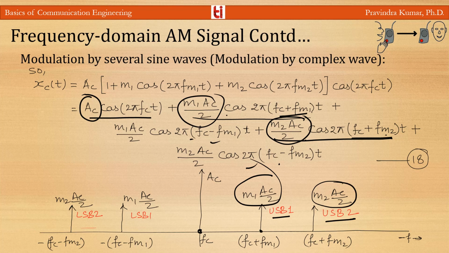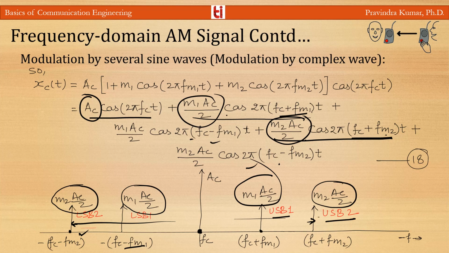This is the first upper sideband, second upper sideband. And on the other side of fc, the two lower sidebands are at fc − fm1 with amplitude m1 Ac/2, and the other is fc − fm2 with the amplitude m2 Ac/2. These are the frequency components here. And the bandwidth is the difference between the upper sideband and lower sideband. So this will be the bandwidth, and the bandwidth will be 2 fm2.